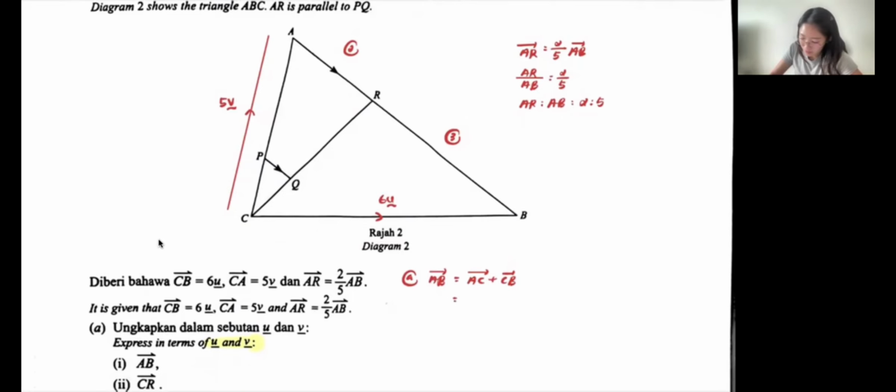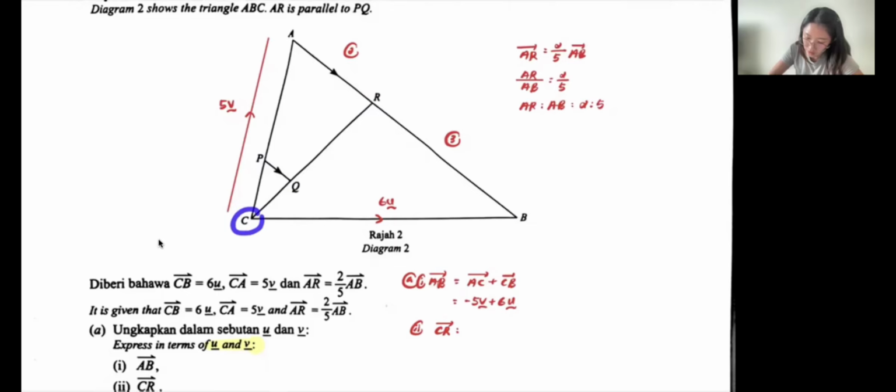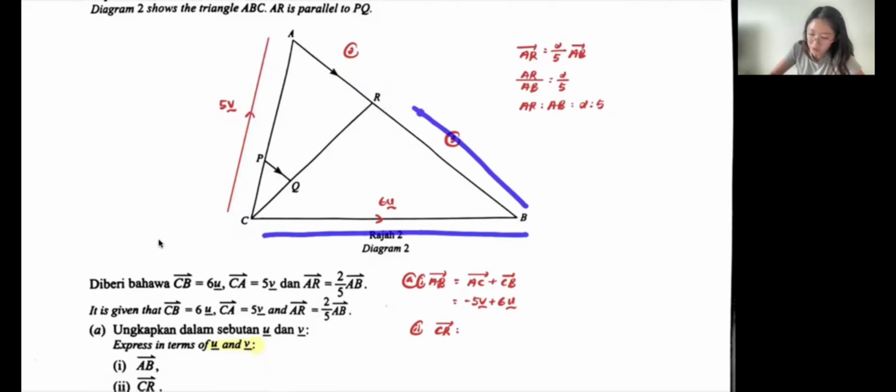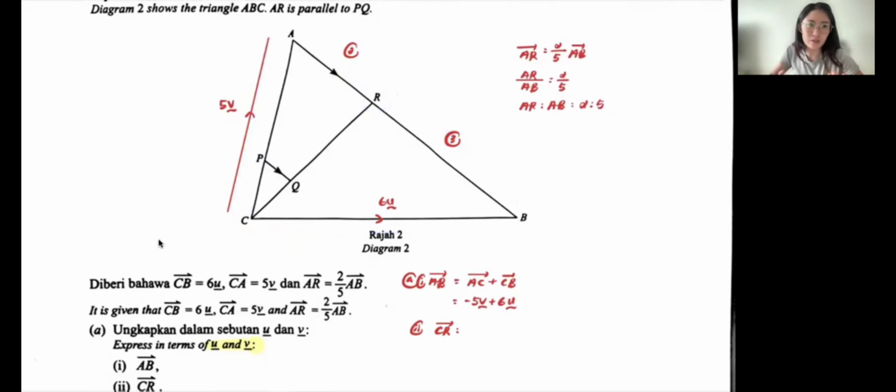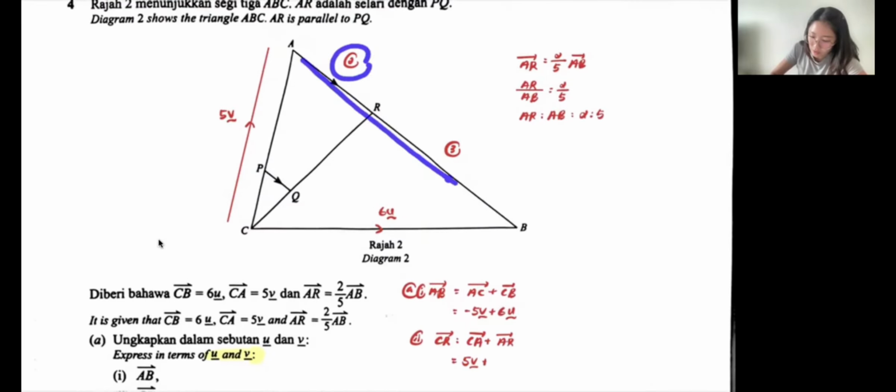So AC is the reverse, so negative 5V plus 6U. Writing U in front or V in front, up to you. Both can. This is part 1. Then part 2, CR. C is here, R is here. So we can either take 5V and AR or 6U and BR. Both can, they will give you the same answer. Let me take CA and AR. CA is 5V. AR is 2 parts out of 5 parts of AB. It has to be AB.